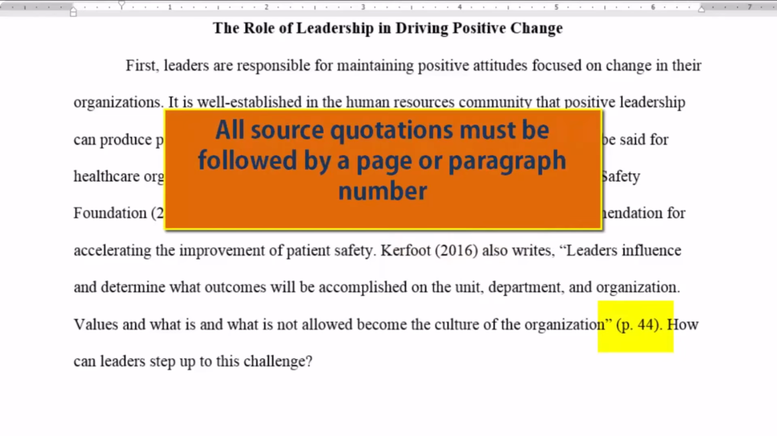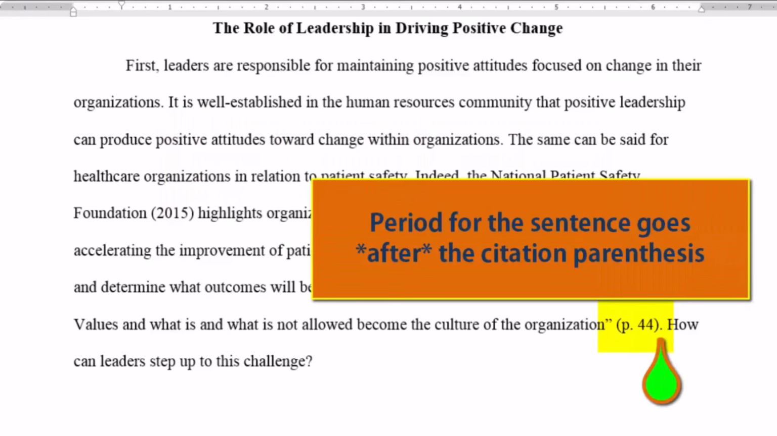Third, in APA, whenever you use a quotation, you must also provide a page number or a paragraph number at the end. So we see here that the Kerfoot quote can be found on page 44 of the source. Please note that the period for the sentence comes after the parentheses.